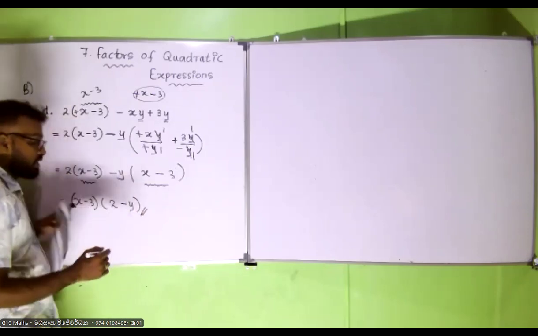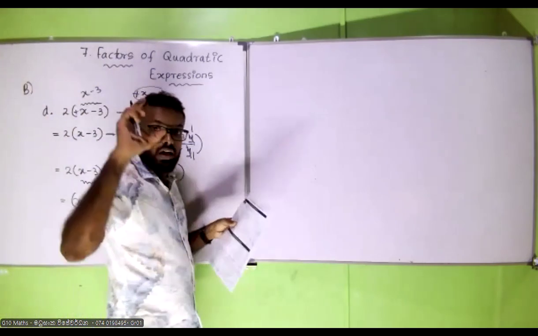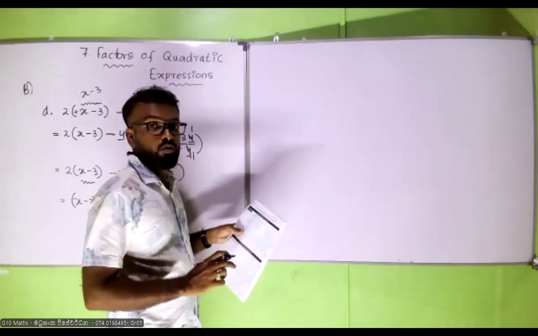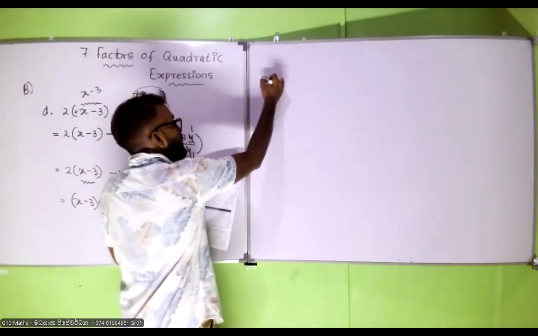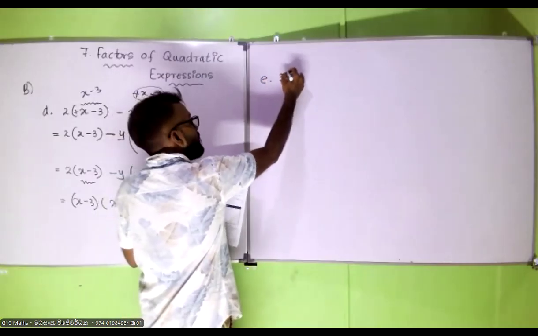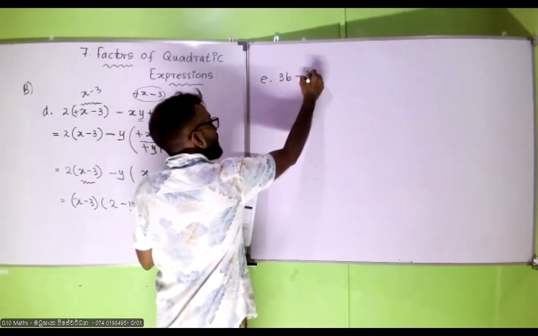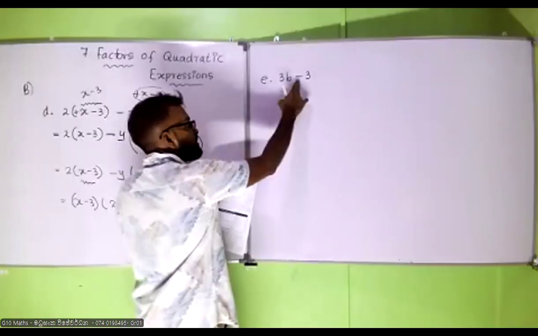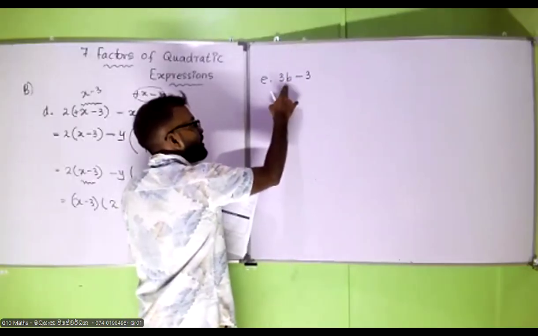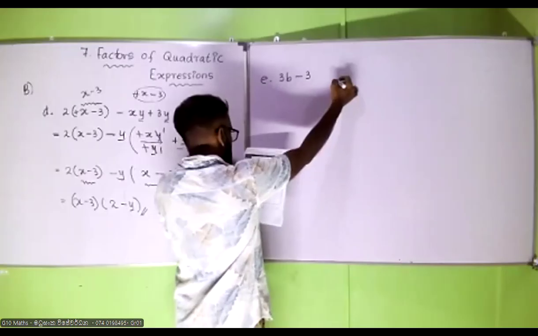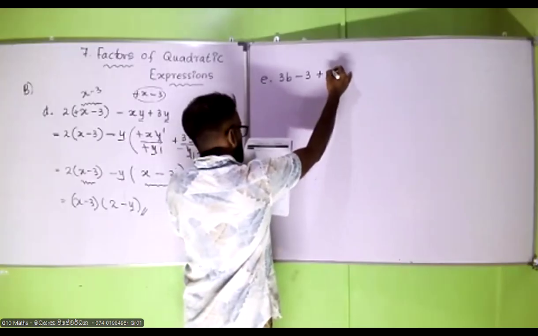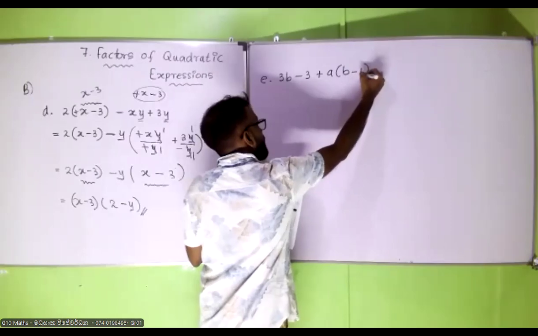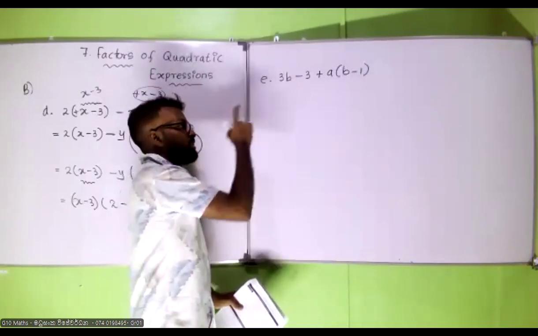And today I need you to do part E. There is a correction that you need to do, right? Part E: 3b minus 3, not positive 3. It should be minus 3. Please correct it. 3b minus 3 plus a times b minus 1. Please do this one.